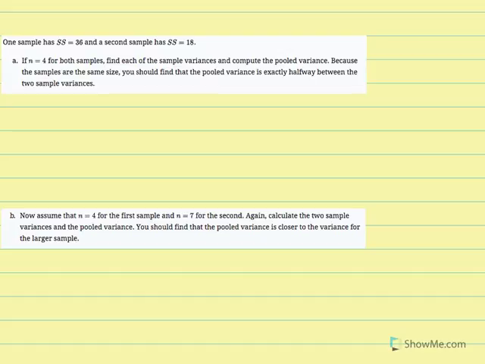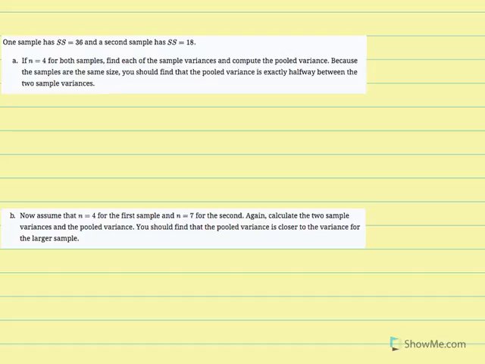Number five, one sample has sum of squared deviations equal to 36, and the second sample has sum of squared deviations equal to 18. If n is equal to 4 for both samples, find each of the sample variances and compute the pooled variance. And then we are to note, because the samples are the same size, you should find that the pooled variance is exactly halfway between the two sample variances. So let's see what they mean by that.